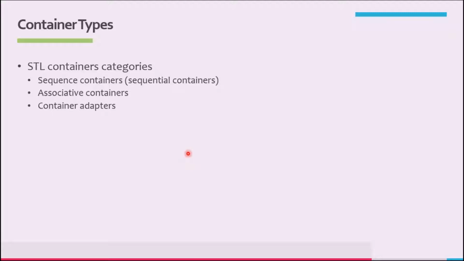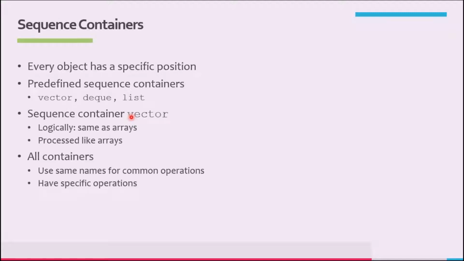Container types. Containers are used to manage objects of a given type. The STL containers are classified into three categories. First, you've got the sequence containers, also called sequential containers. You also have associative containers and container adapters. Let's get into the detail and start with sequence containers.